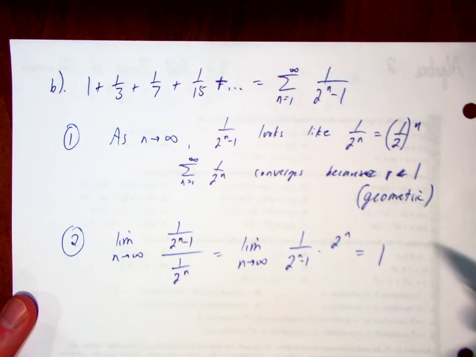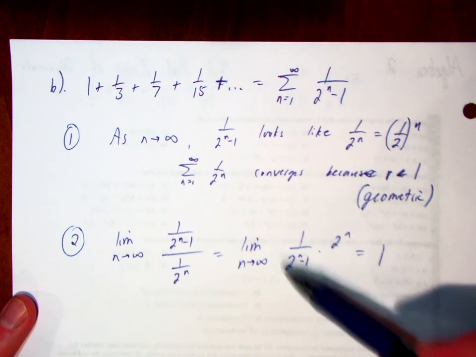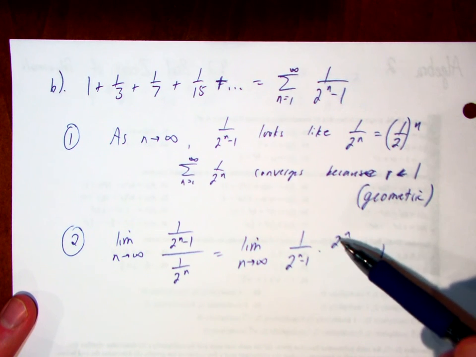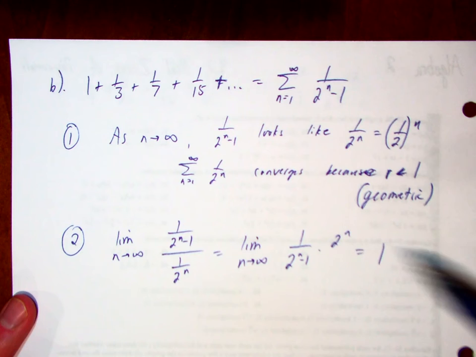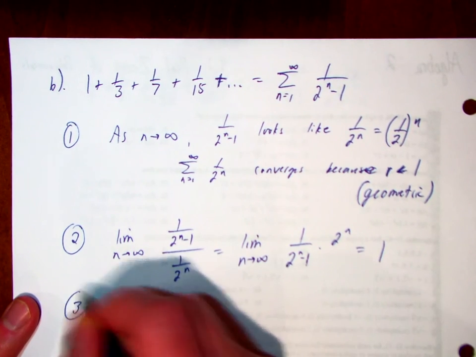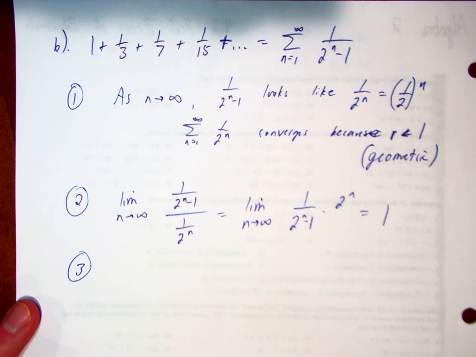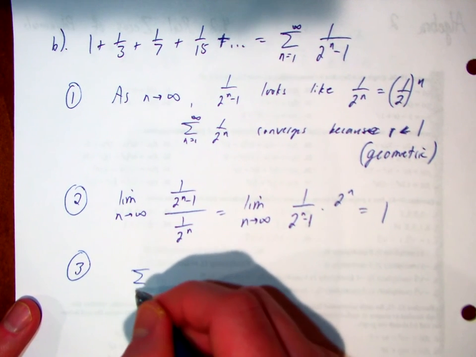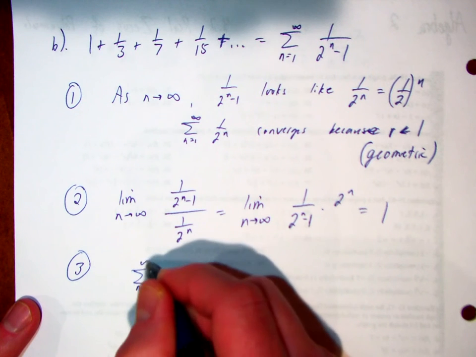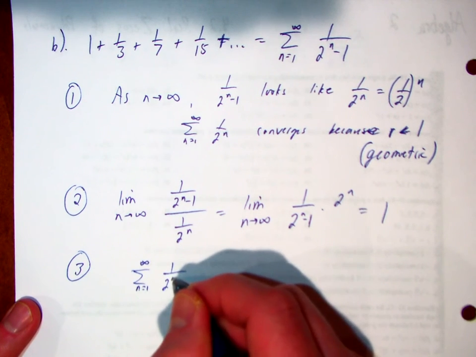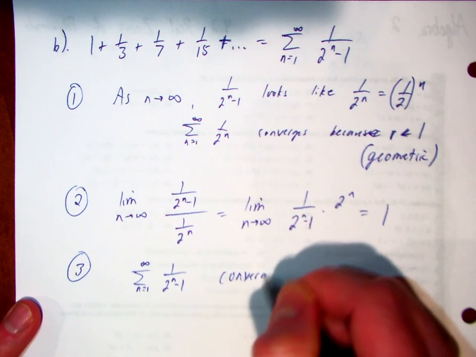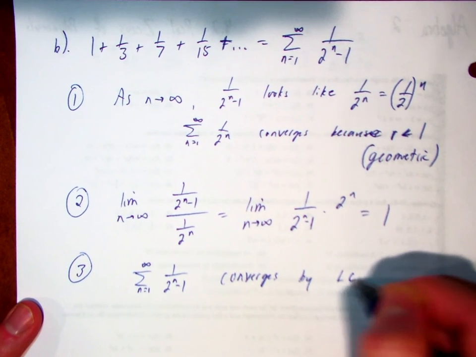Kind of like we talked about before, technically you'd have to use L'Hopital's rule to prove that, but you don't have to do that, as long as you just know that 2 to the n over 2 to the n reduces to 1, because the minus 1 here doesn't matter. All right, so there's my limit comparison test. So our conclusion is that the original series, 1 over 2 to the n minus 1, converges by the limit comparison test.